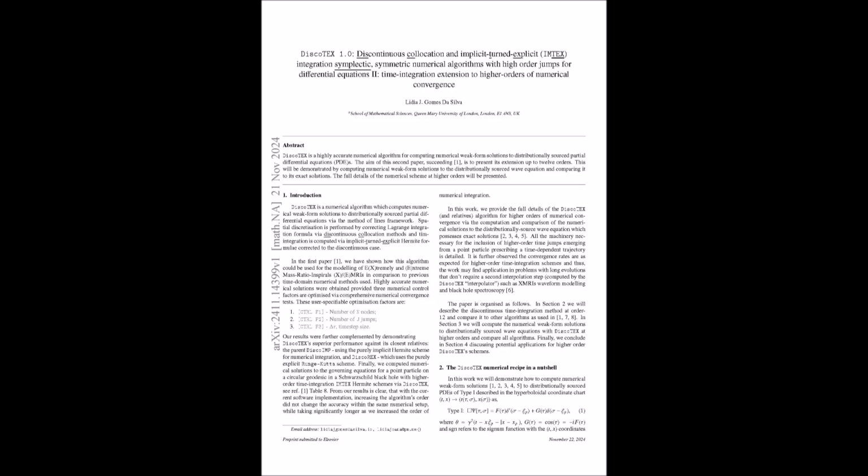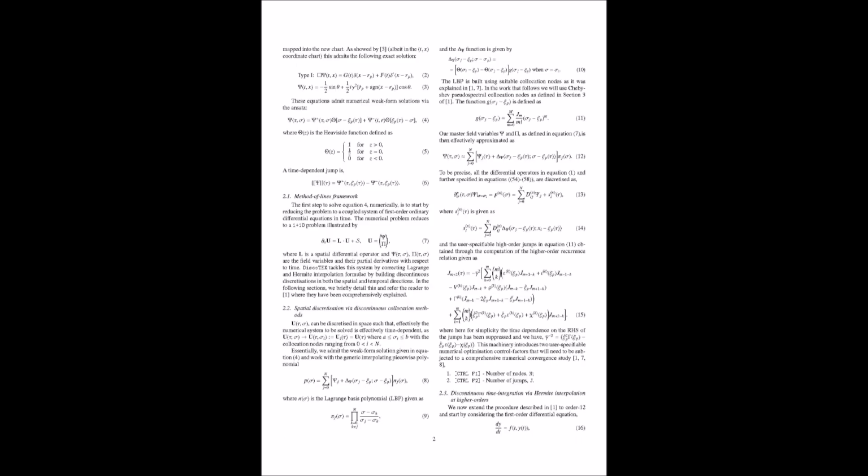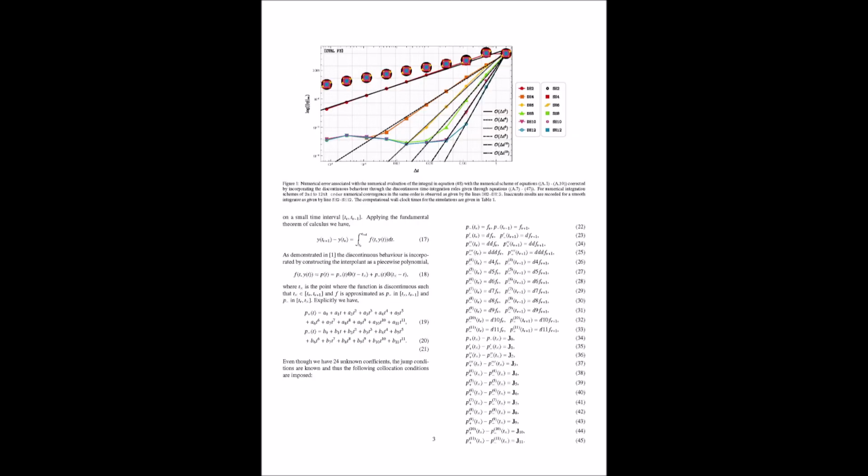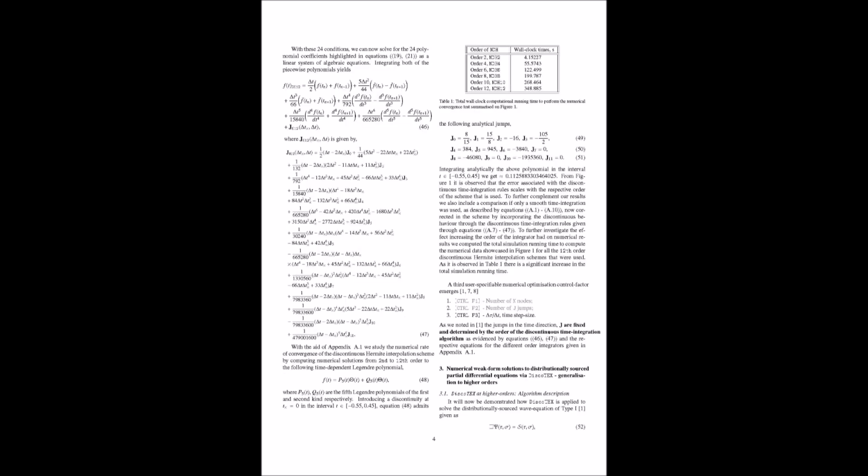For the space part, DiscoTEX uses discontinuous collocation methods based on Lagrange interpolation. Lagrange interpolation. Flashback to numerical analysis class. It's like building a bridge between data points, right? Exactly. The PDE gives you relations between the solution and its derivatives at different points in space, and DiscoTEX uses Lagrange interpolation to fill in the gaps between those points, creating a smooth approximation of the solution across the whole grid. Okay, that makes sense. But we're dealing with discontinuities. How does Lagrange interpolation handle those sudden jumps?